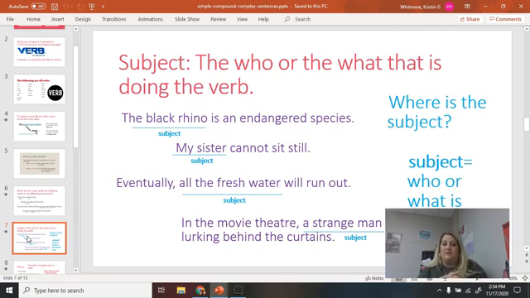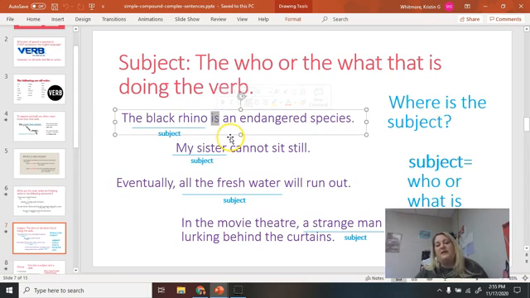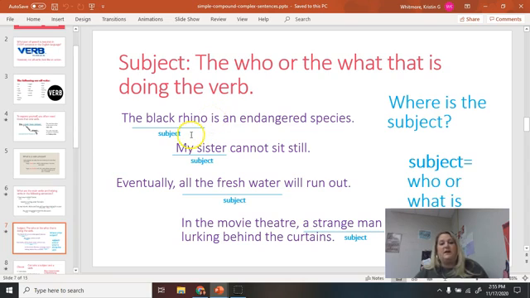So in this example, the very first one here, the black rhino is an endangered species. So who are we talking about in that sentence? We are talking about the black rhino. And then you ask yourself, what is it doing? Well, it's not doing anything, but it is. So that would be a state of being verb. It's just being something, okay?